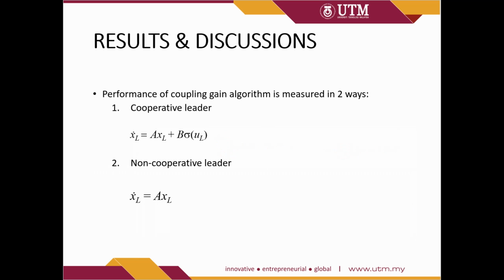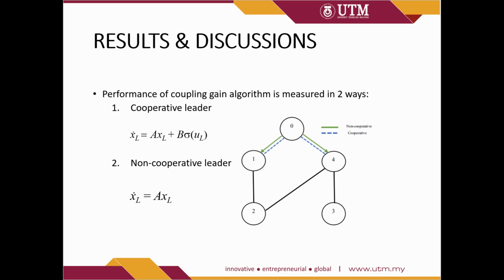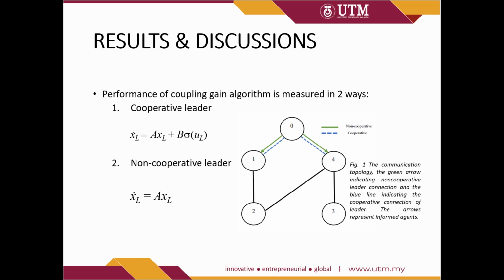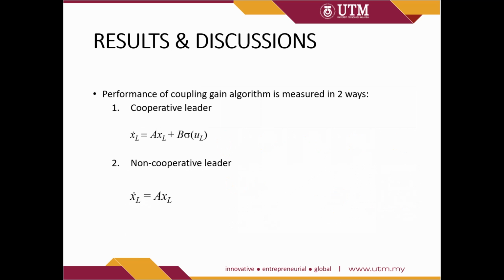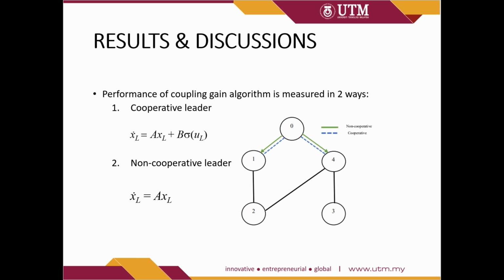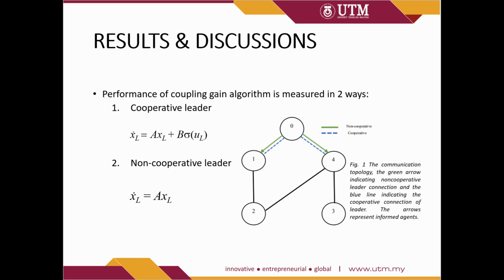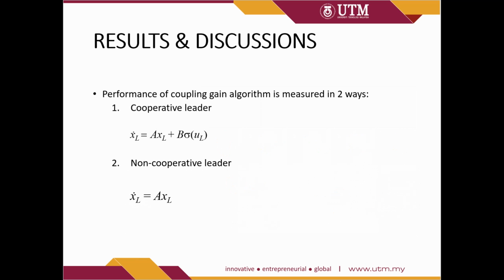Firstly, the cooperative leader. Secondly, the non-cooperative leader, whereby the cooperative leader is represented by XL plus matrix A XL plus matrix B and the saturation. Matrix B saturation UL is the feedback loop into the leader's algorithm. The non-cooperative leader is represented by only XL plus matrix A of XL. There will be no feedback from the agent going into the leader. On the figure beside, it shows the connection where the green arrow shows the non-cooperative connection control, and the dotted solid line is representing the cooperative leader control.